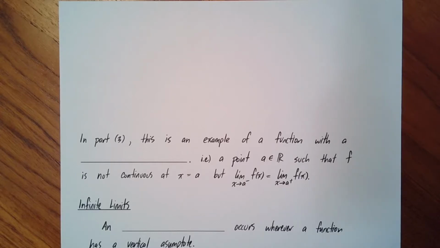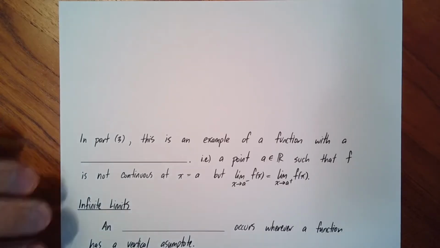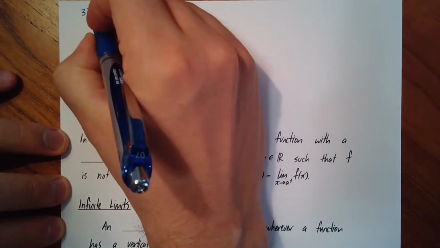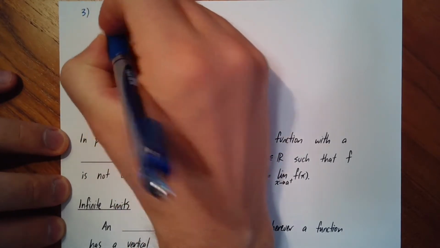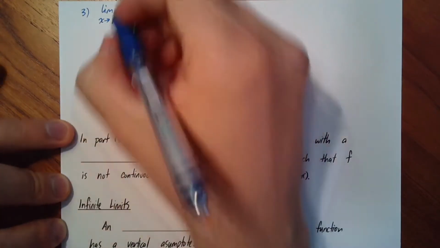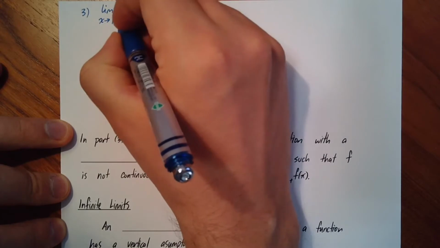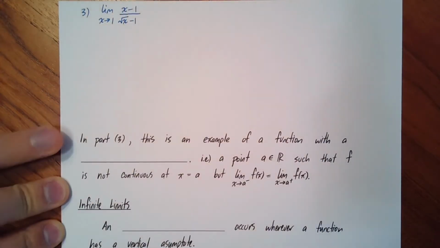Okay, so we'll add a third example to this list now, and this is the function that we're going to consider. So I'm going to take the limit as x approaches 1 of x minus 1 divided by the square root of x minus 1.